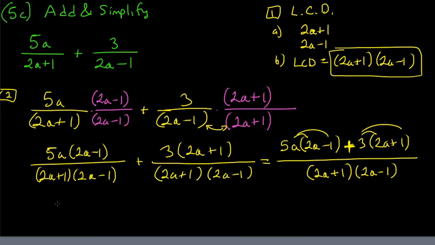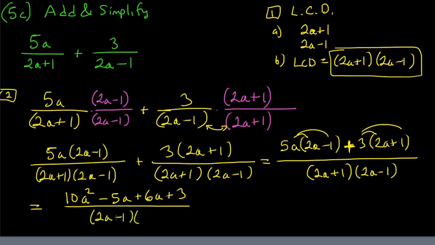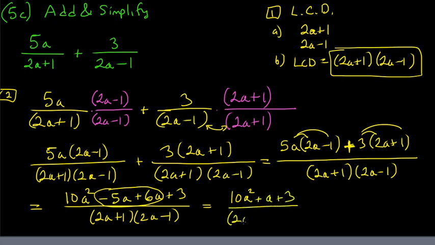And I think I have just enough space here. So if I multiply out the numerator, I get 5a times 2a, so 10a squared minus 5a, and then plus 3 times 2a is 6a, plus 3 times 1 is 3. All over the same denominator. Do not multiply out the denominator. Okay. So the only thing left to do in the numerator is negative 5a plus 6a is positive 1a. So 10a squared plus a plus 3, all over 2a plus 1 times 2a minus 1. Okay. And now we must be done, right?